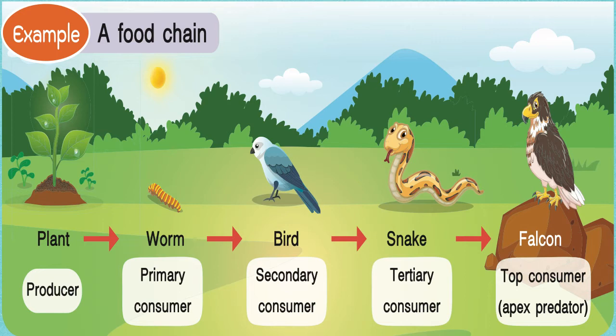Quick example of food chain. We have number 1, producer, which is a plant. Primary consumer, the worm, is the first one who eats. Secondary consumer, the bird eats the worm. Tertiary consumer, the third one, is the snake. The snake eats the bird. And lastly, the top consumer, the apex predator, it is the falcon. Falcon eats the snake.